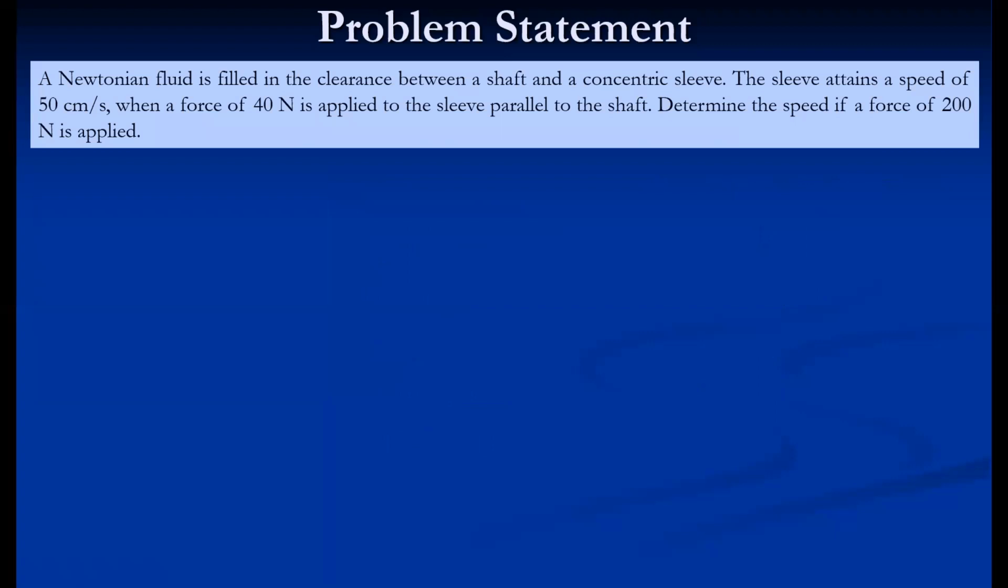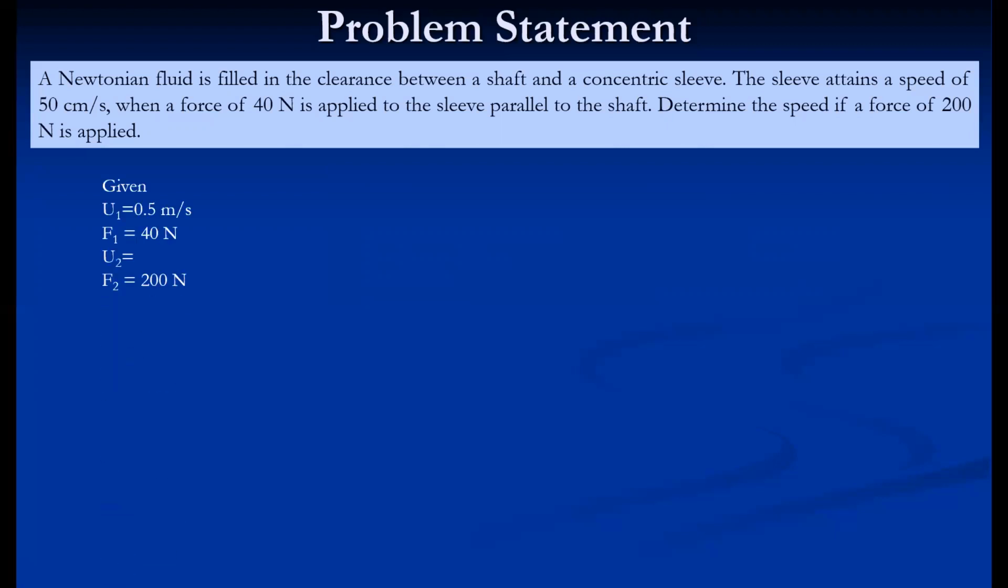Second numerical: here a Newtonian fluid is filled in the clearance between a shaft and a concentric sleeve. The sleeve attains a speed of 50 meter per second when a force of 40 Newton is applied to the sleeve parallel to the shaft. So here it is not rotating. Shaft and sleeve we can assume here. The sleeve is the outer hollow cylinder, and inside it the shaft is there. Determine the speed if a force of 200 Newton is applied.